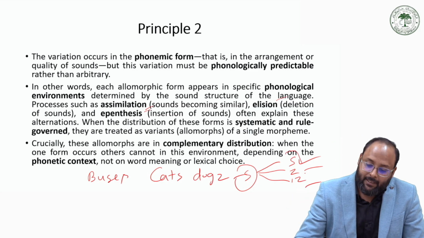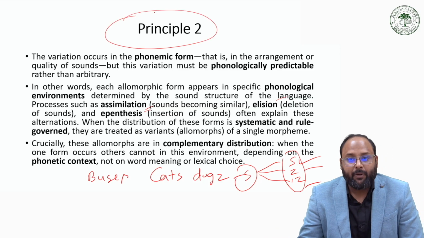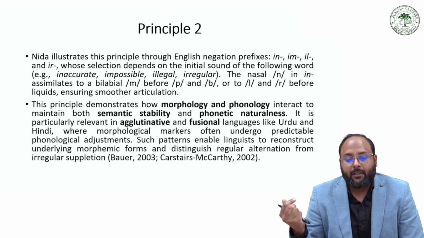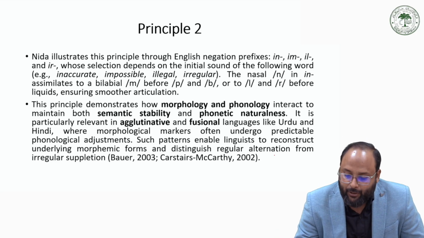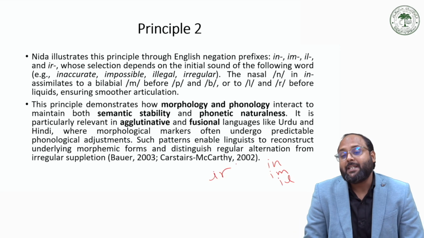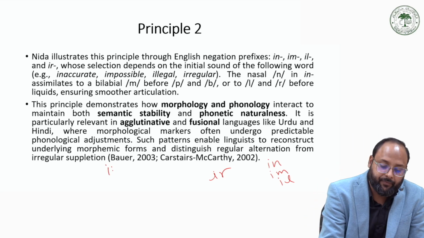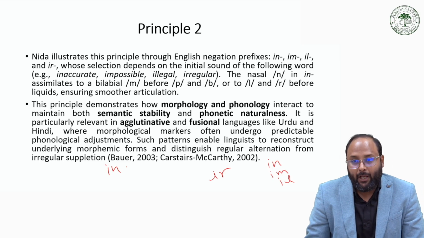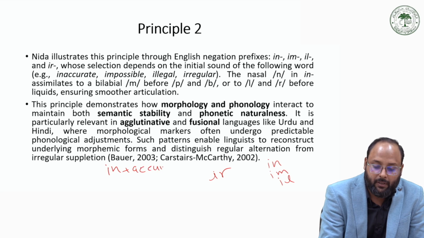These are the different forms. So this is the example for principle 2, meaning the forms are different, but they give the same meaning. And we have many examples for this illustration. For negation in English, we have different types of negation: in, im, il, and ir. The basic negation for all these differences is in. For example, inaccurate. So it becomes inaccurate.